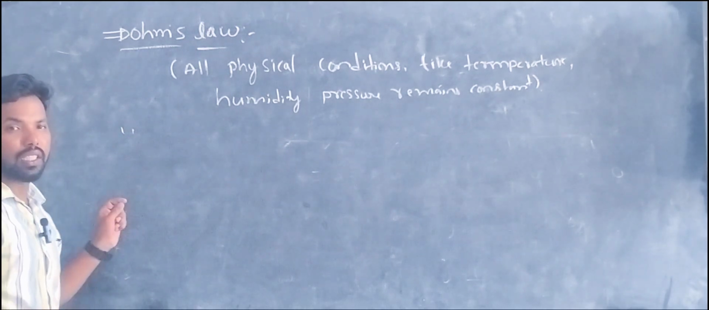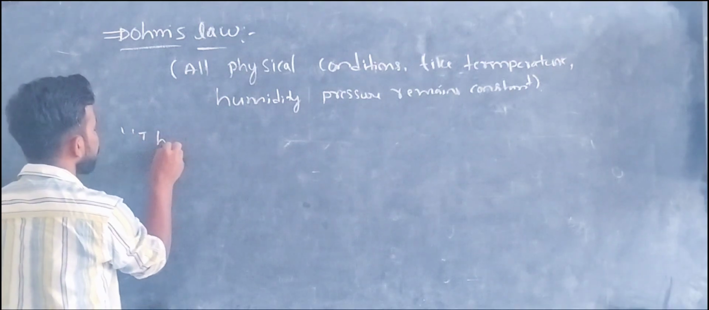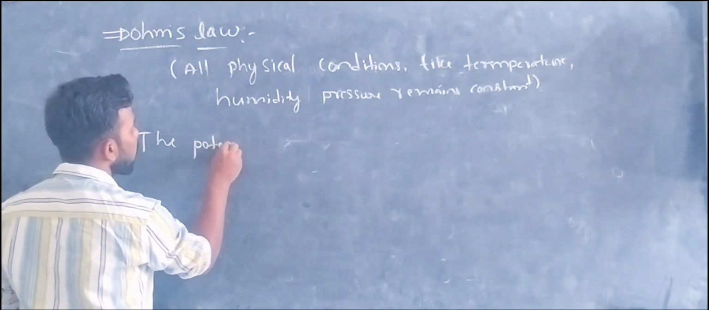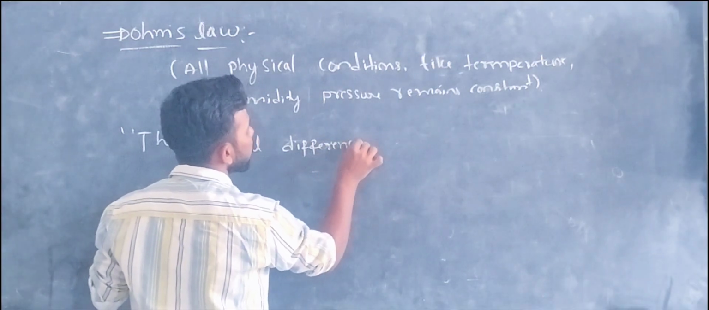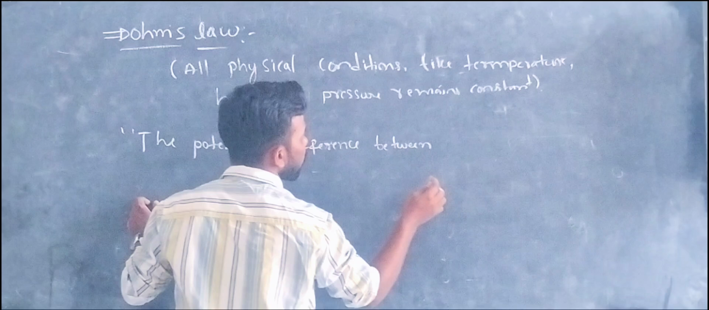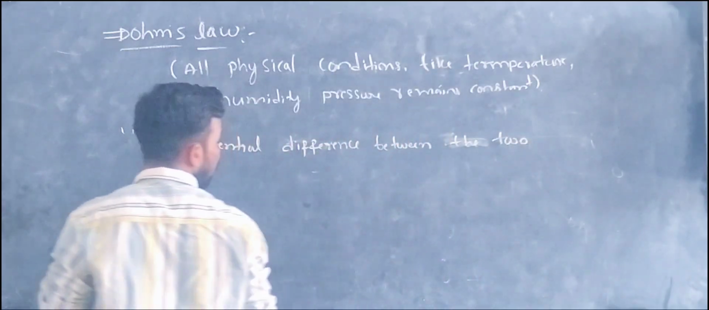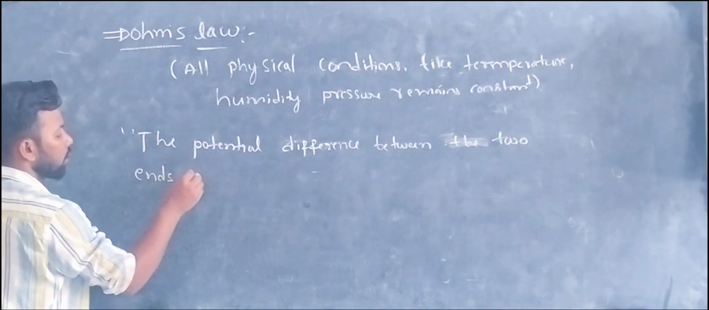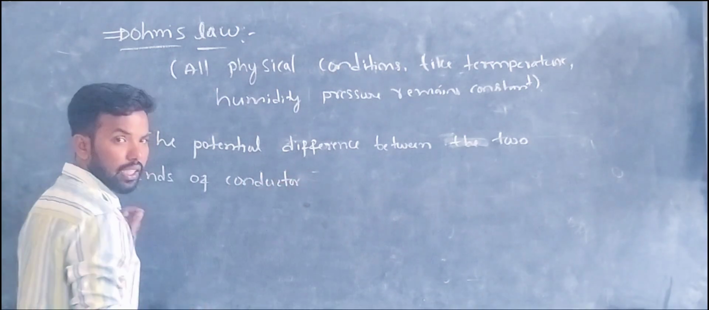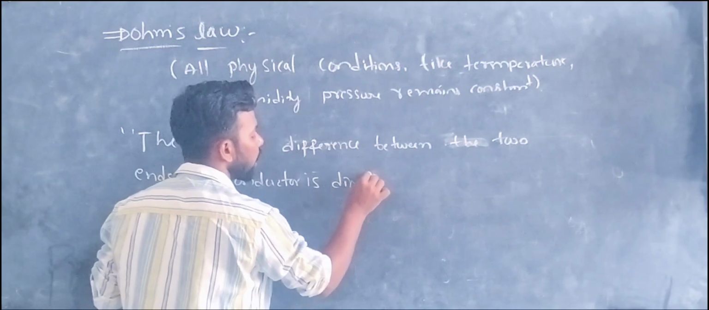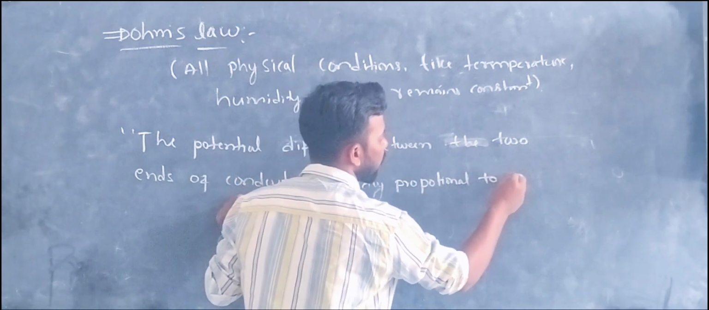What is Ohm's law statement? The potential difference between the two ends of the conductor is directly proportional to the current.